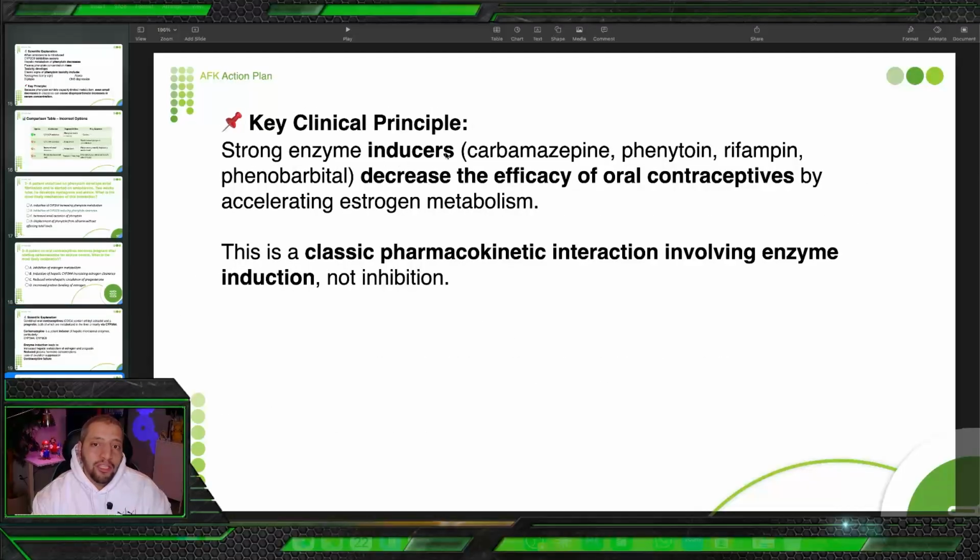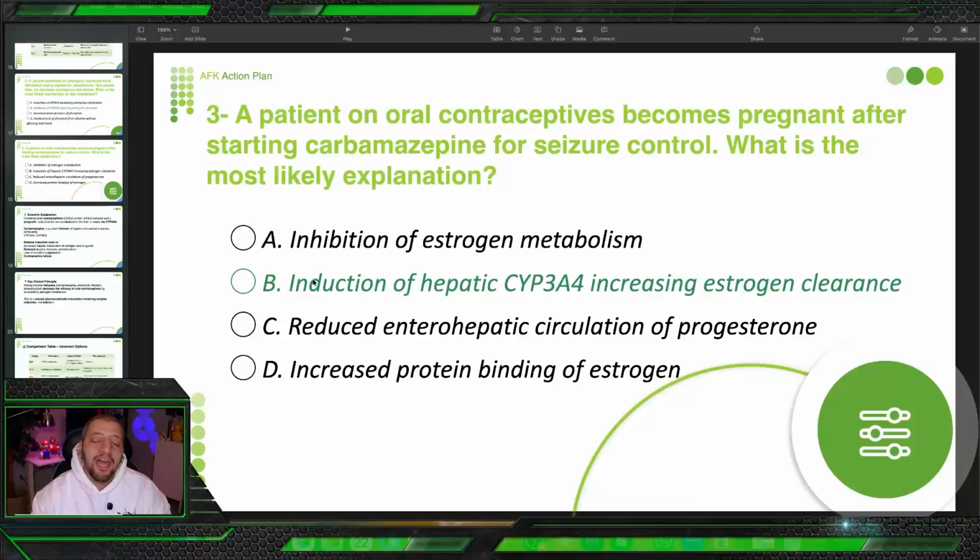So strong enzyme inducers like carbamazepine, phenytoin, rifampin, phenobarbital decrease the efficacy of oral contraceptives by accelerating estrogen metabolism. This is a classic pharmacokinetic interaction involving enzyme induction, not inhibition. So going back to the option here, induction of hepatic CYP3A4, increasing estrogen clearance. If you remember just a few minutes ago, I told you with induction, we decrease the level of the victim here. Let's call it the victim. The other medication will be the victim medication.